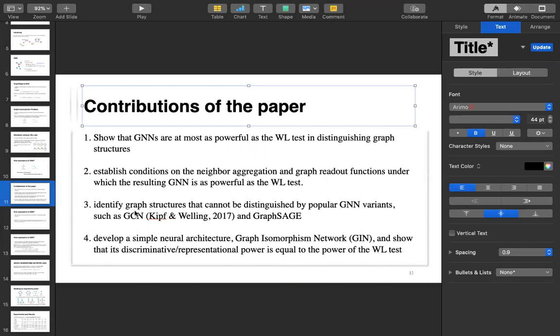And it also identified that for current variants of GNN, like the GCN and GraphSAGE that I just introduced, there are some graph structures that cannot be distinguished by those simple GNN structures. And at last, they also developed a simple neural architecture, GIN, which has equal power to the WL test.